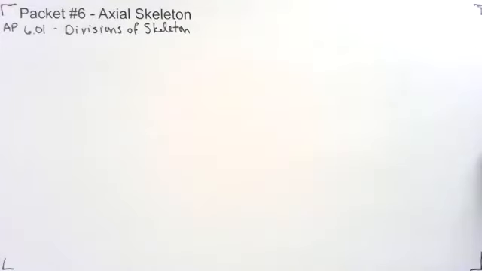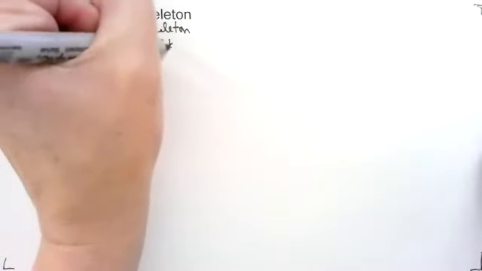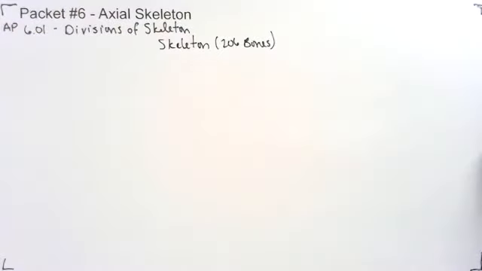All right, guys, welcome to the first lesson in packet number 6 on the axial skeleton. The first thing we're going to do is talk about how the skeleton is divided up. So if we look at the entire human skeleton, we'll start off in black here. We have 206 bones, and that gets divided into two divisions.